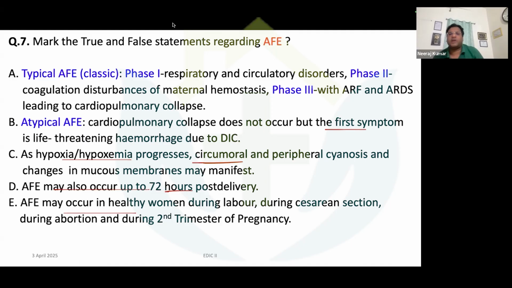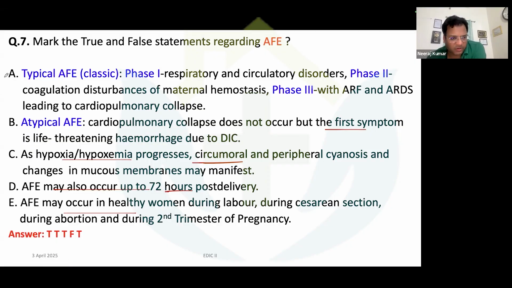So true and false statements, I want your answers. First option, true or false? I think that the first option is true. The second option is again true. Anyone? 2 to 3 seconds more. Good. So many of you are attempting. It's good.